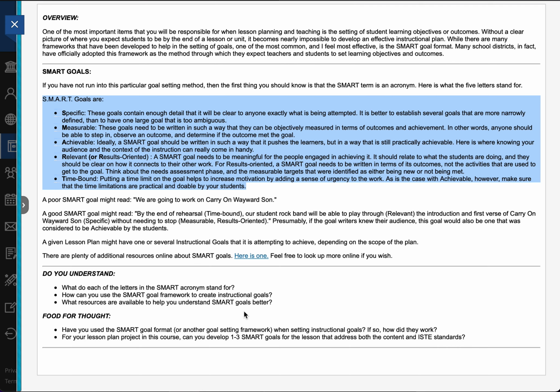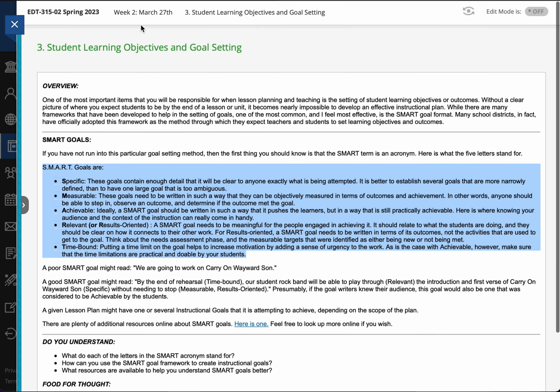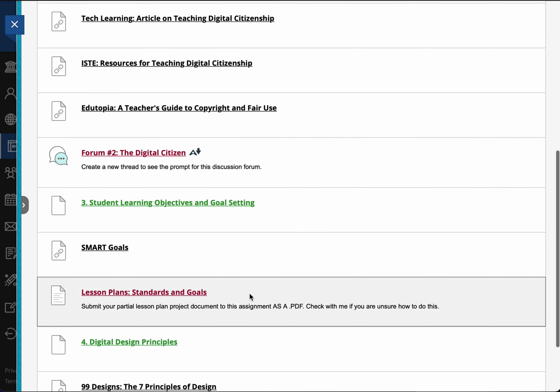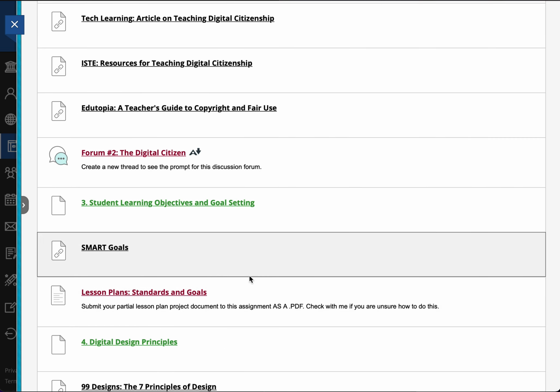So for your lesson plan, you're going to need to have at least one SMART goal. You might have a couple depending on the scope of the lesson, but remember, these lesson plans are designed to be taught in one lesson period, or one class meeting. So they are not units. So they will tend to be pretty focused. So take a look at that.